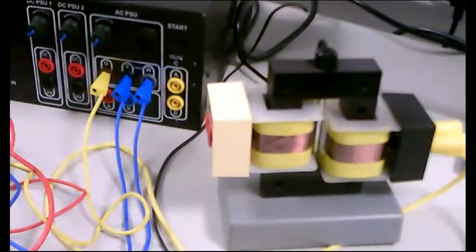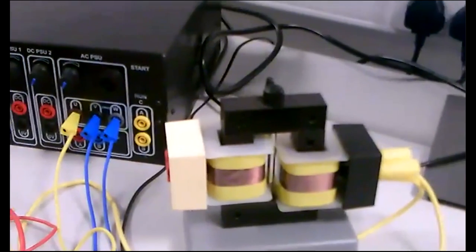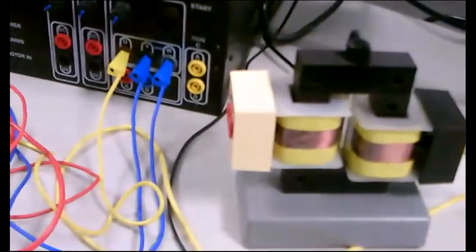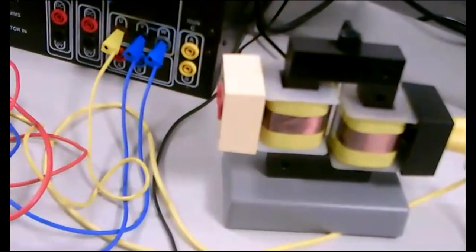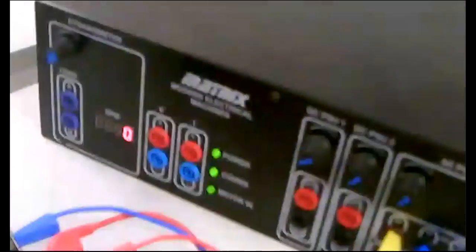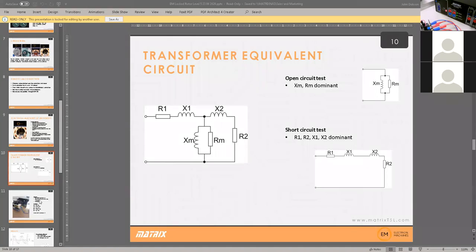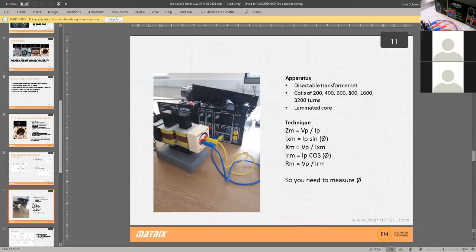Okay, so first of all, with the transformer, can you now see that, Liam? No, just need to just share. Okay, so that's the transformer. Does it take time to go through? Okay, just going through the technique then.